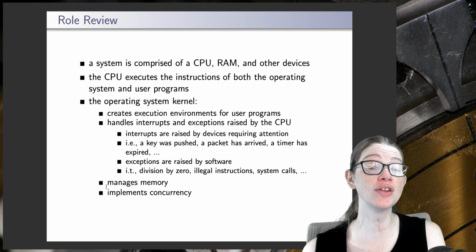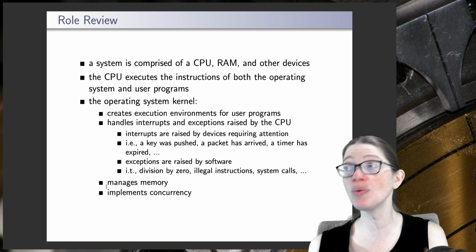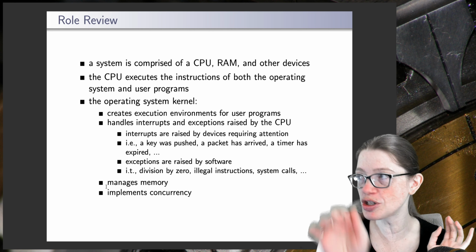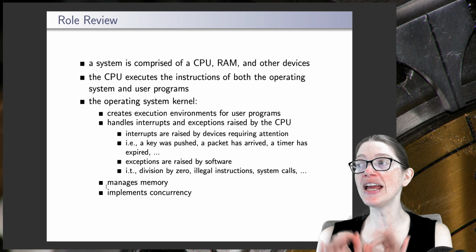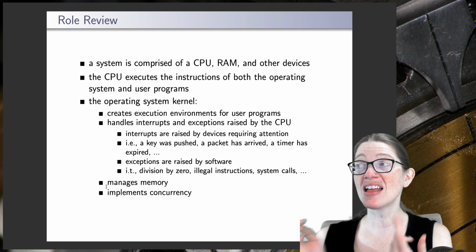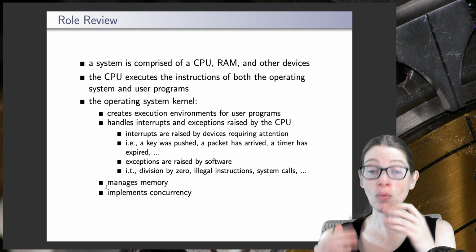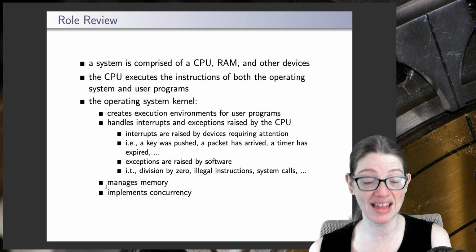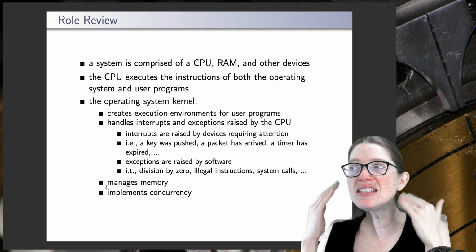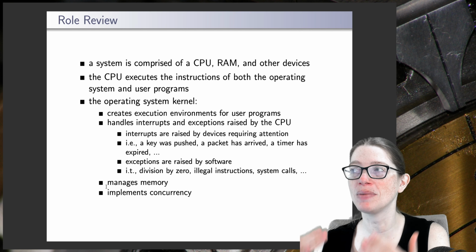We also know that the kernel is responsible for handling all of the interrupts and exceptions raised by the CPU. Interrupts, remember, are things that are happening from the hardware. So you push a key on your keyboard, that's a physical hardware interrupt. You divide by 0, that's a software exception. You try to write to read-only memory, that's a software exception. That's something the code did that was bad, not the hardware. And we know that the kernel handles all of these things. It also manages memory and implements concurrency. Keep this in your mind when you're thinking about how you're going to support this on a fake piece of hardware.